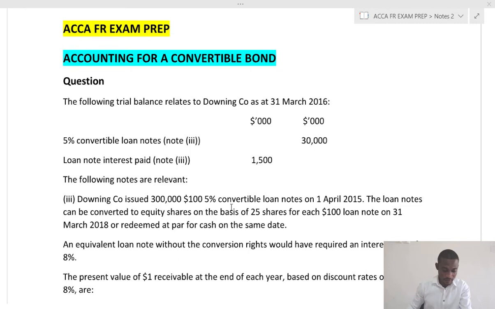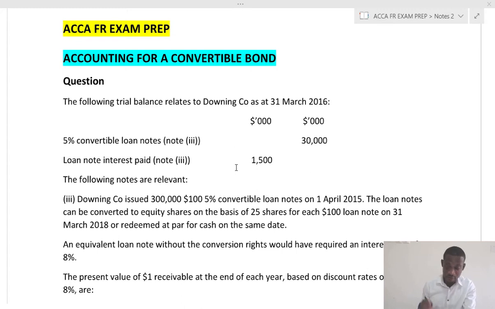My name is Adam. In this video, I will be taking you through how to account for a convertible bond on initial measurement and subsequent measurement. Now let's look at the question. This question is an extract from a full past question. So I've made the extract just to illustrate how to account for the convertible bond.